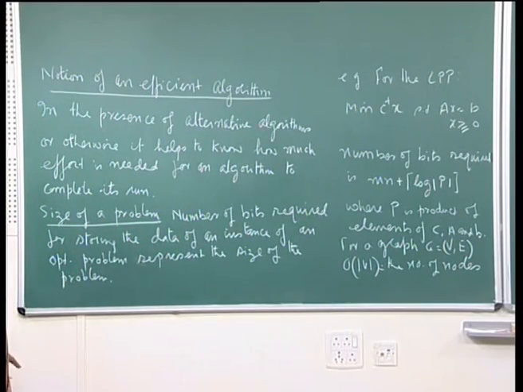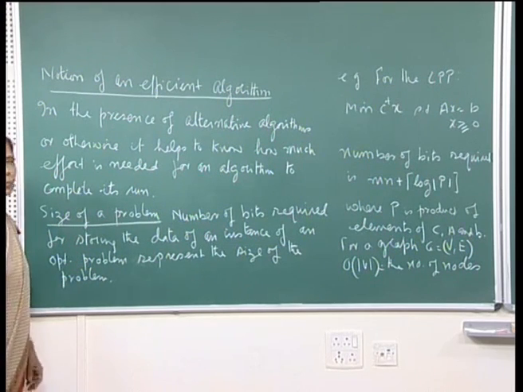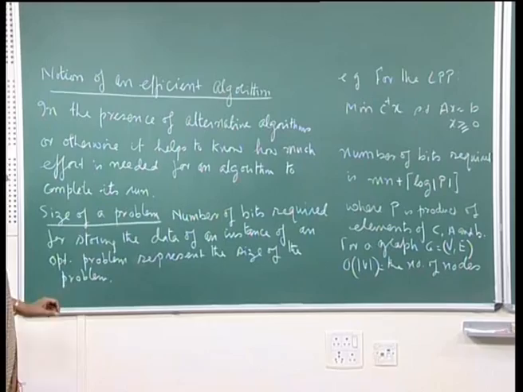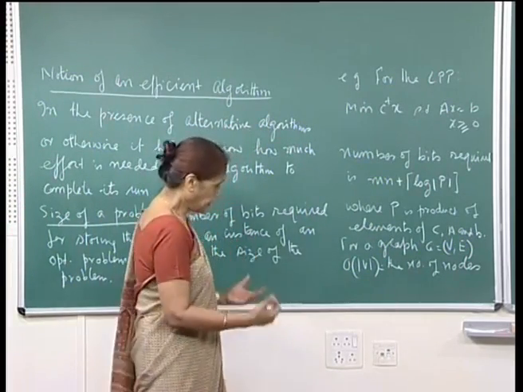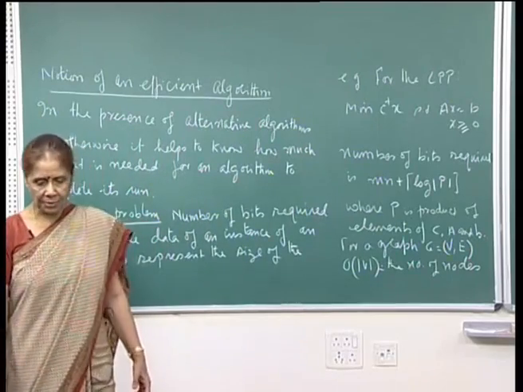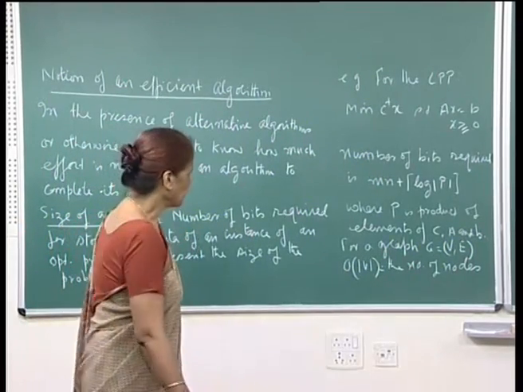Okay. So, to do that, the first thing I need is the size of a problem. The size of a problem is the number of bits required for storing the data of an instance of an optimization problem. So, the number of bits that are required for storing the data represents the size of the problem, right. So, the idea here is that in a computer, and of course, this is all with reference to the performance of an algorithm when programmed to run on a computer.